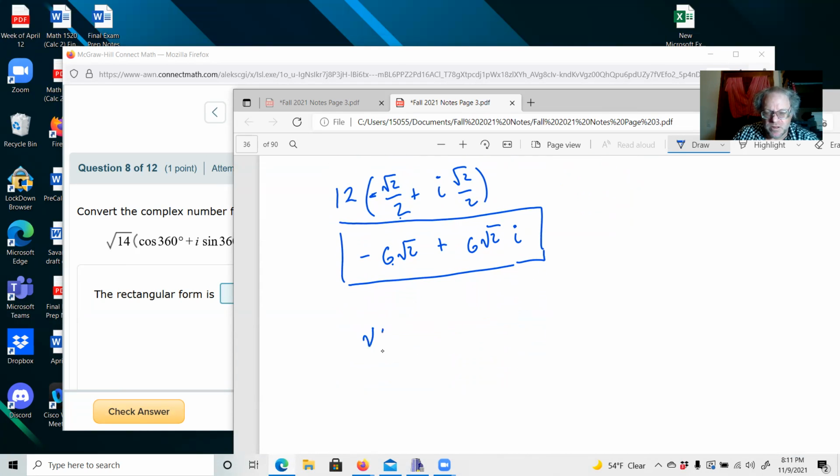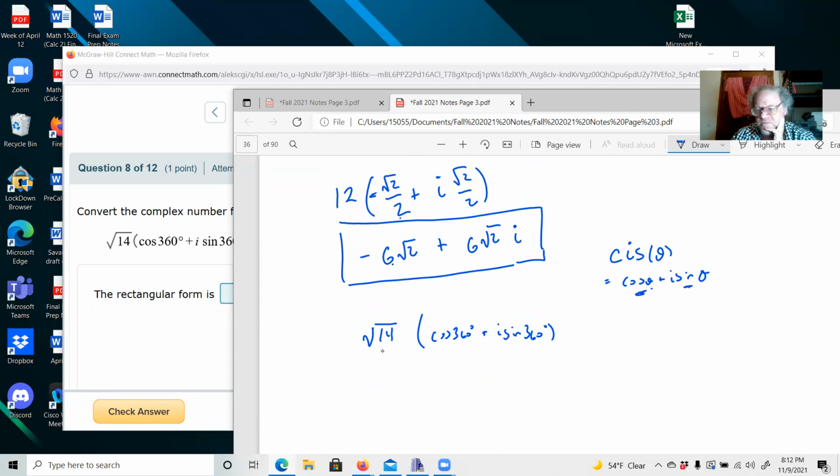So this is root 14 cosine 360 plus i sine 360. And if you're wondering whether the angle is always going to be the same, yes, because we abbreviate it cis theta, and this means cosine theta plus i sine theta. So we have to know the x part, the real part, and the imaginary part. We have the same thetas for both of them.